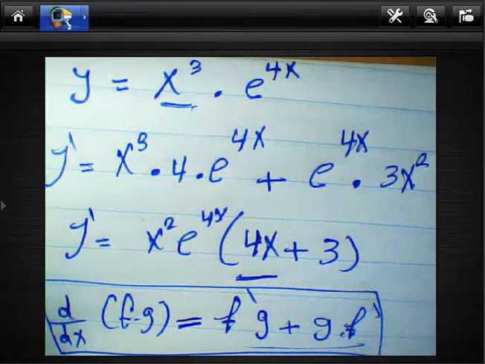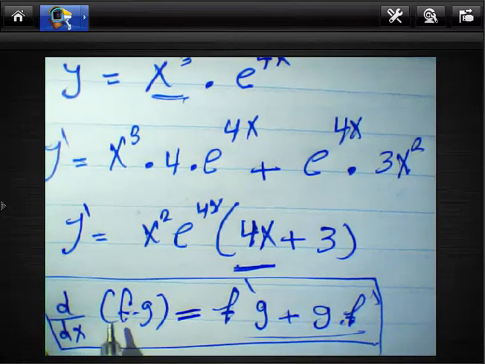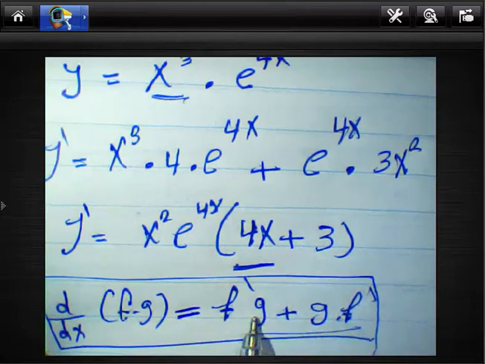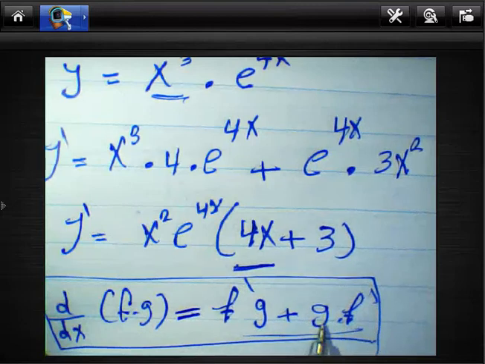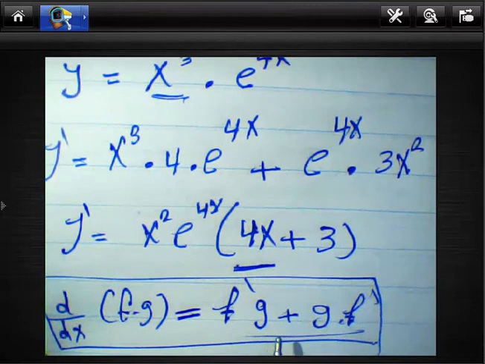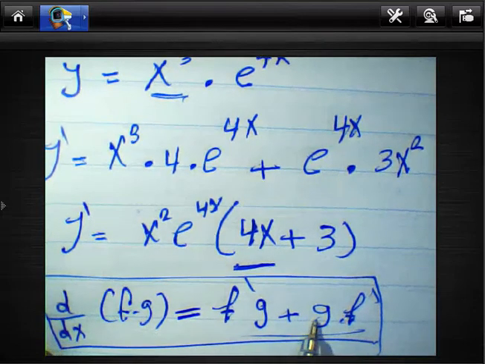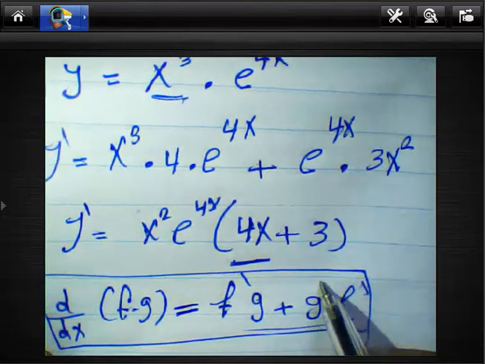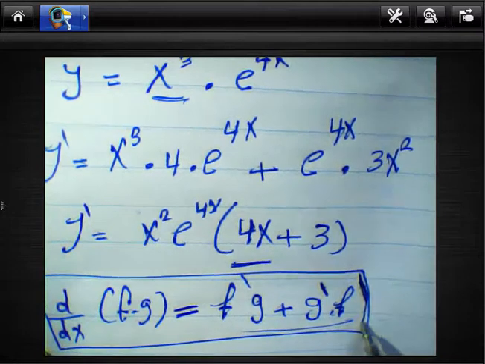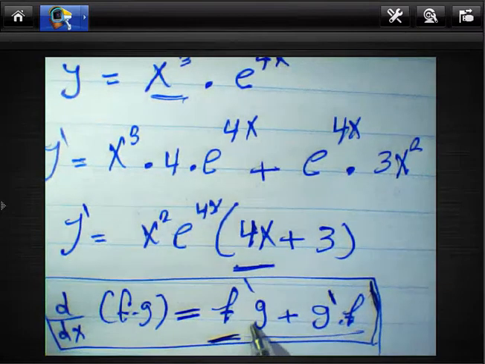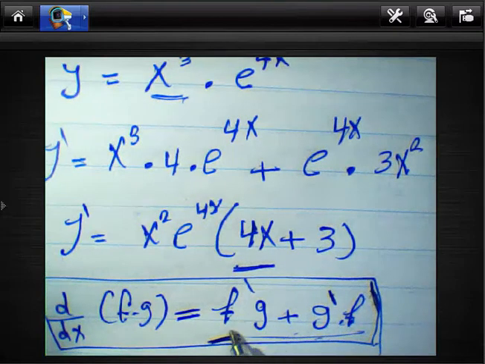we can use this rule for multiplying two terms: d over dx of f and g equals f dash multiplied by g plus g dash multiplied by f. F dash is the derivative of the function f, and g dash is the derivative of g.